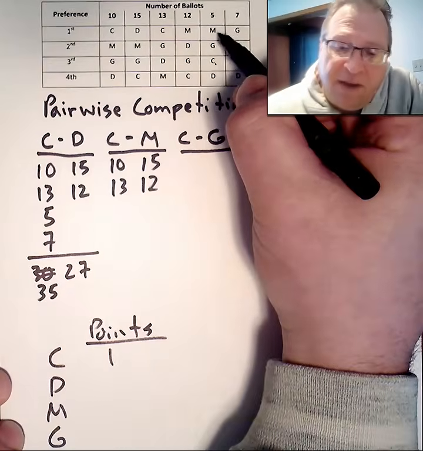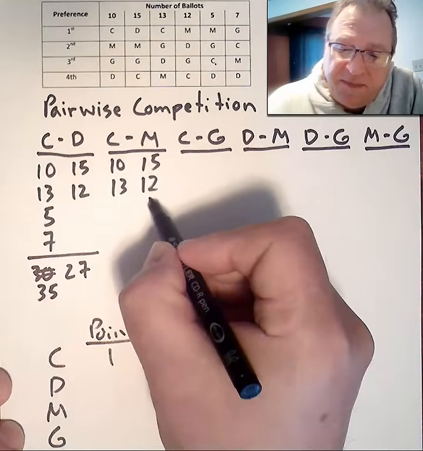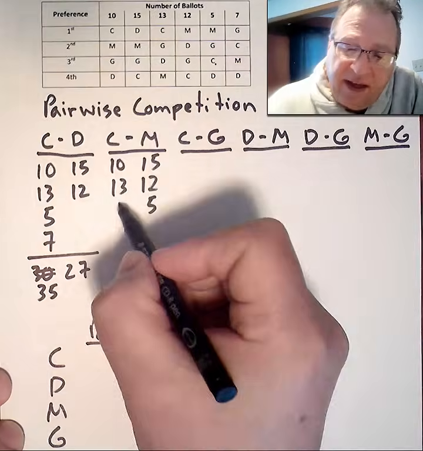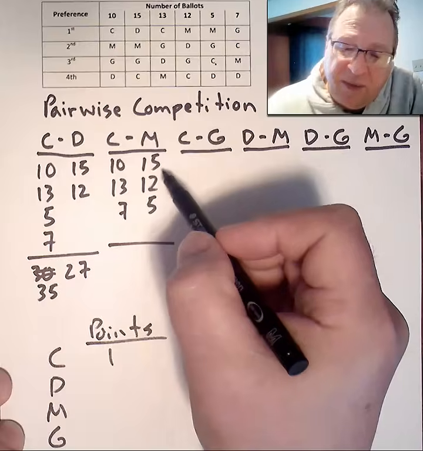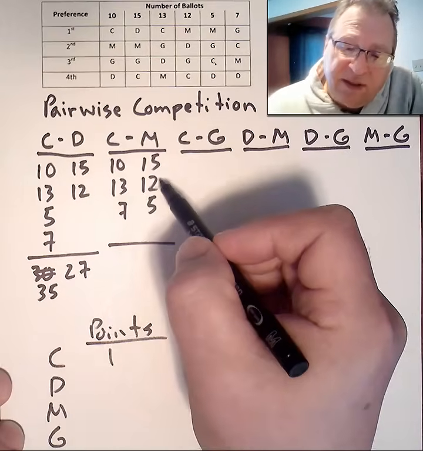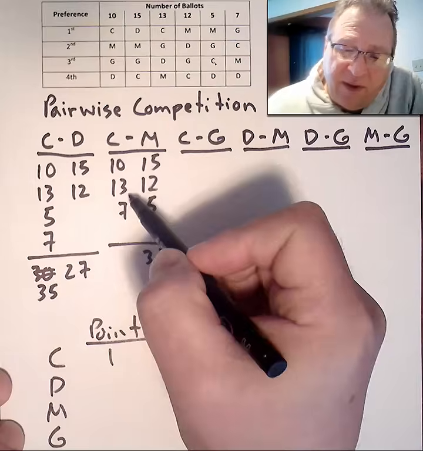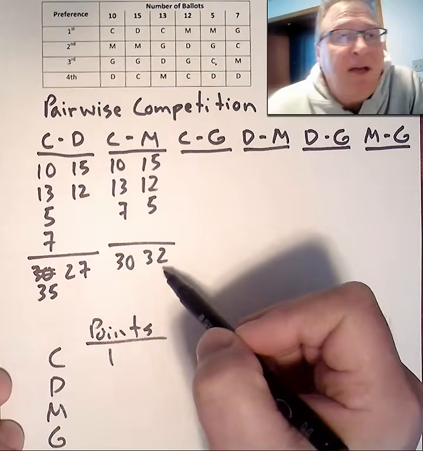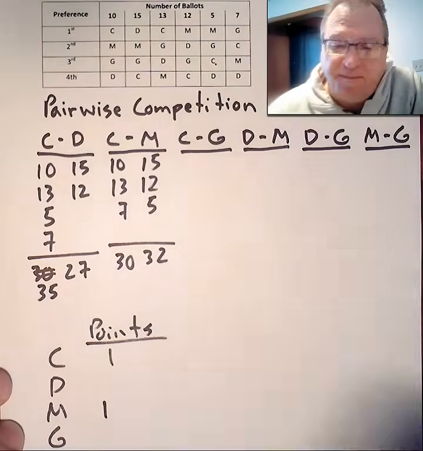In the fifth column, M is better than C. And in the last column, C is better than M. Different results this time. We have 10, 20, 32 for M, and we have 30 for C. Who wins? M does. So M is given a single point.